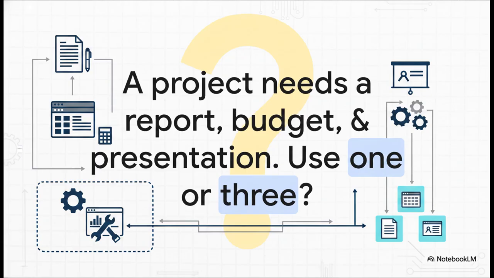Imagine you've got a project with 3 totally different parts. You need a written report, a budget that needs calculations, and a final presentation to show it all off. So what do you do? Do you try to wrestle with one single tool to make it do everything? Or do you pick 3 separate specialized tools? How you answer that question says a whole lot about your digital toolkit.